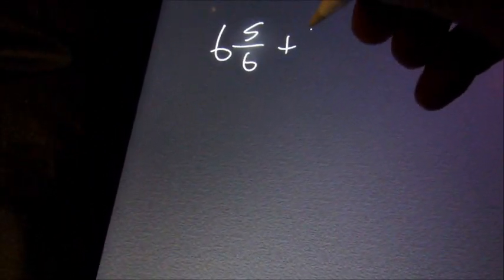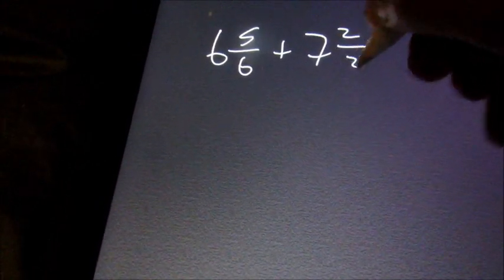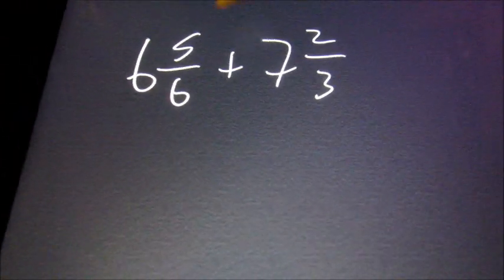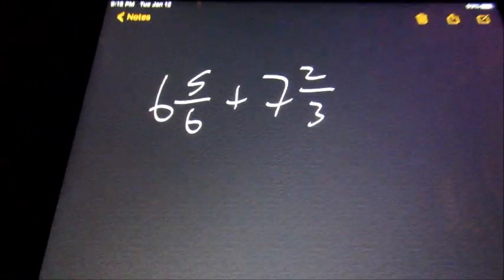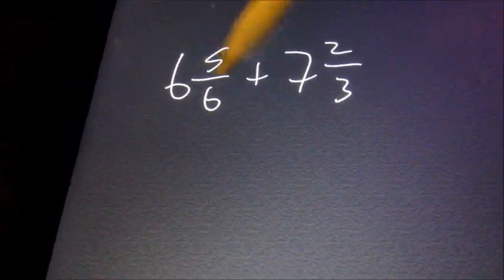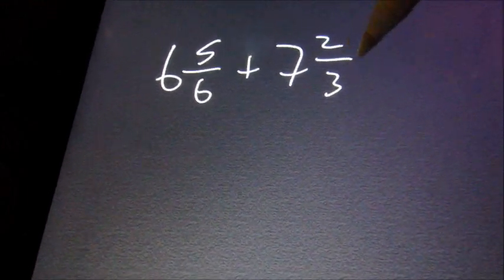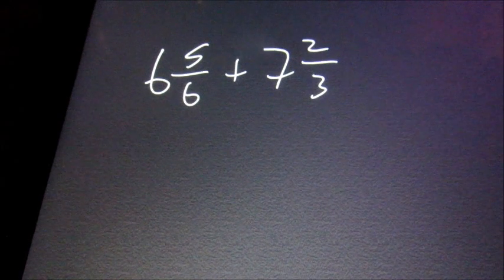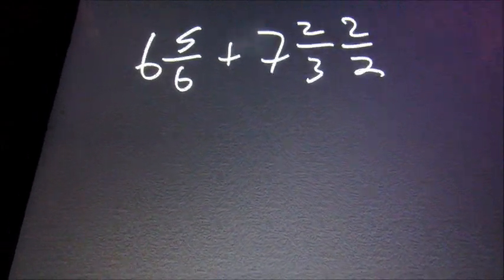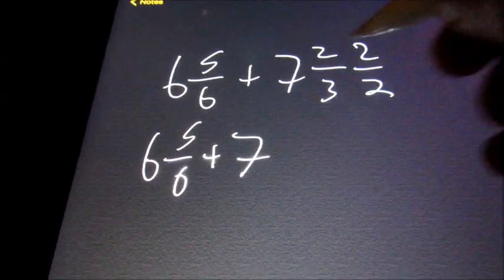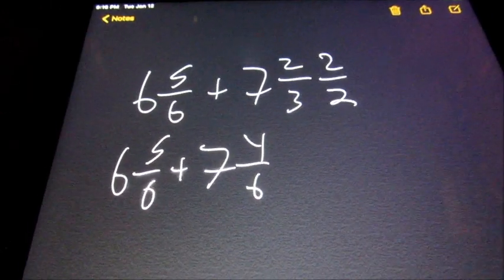So next, I'm going to have 6 and 5/6 plus 7 and 2/3. Now for this one, I'm going to do it where I keep the mixed numerals, and here I have a 6 in the denominator, here I have a 3. So if I multiply this denominator by 2 over 2, I'll have 6 in both denominators. So now I'll have 6 and 5/6 plus 7 and 4/6.